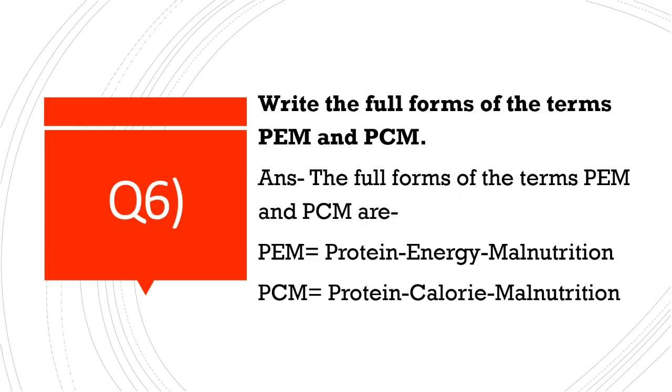Next question. Write the full forms of the terms PEM and PCM. And the answer goes as: the full forms of the terms PEM and PCM are: PEM is protein energy malnutrition, and PCM is protein calorie malnutrition. Clear? Okay. So this was the end of all the short questions.